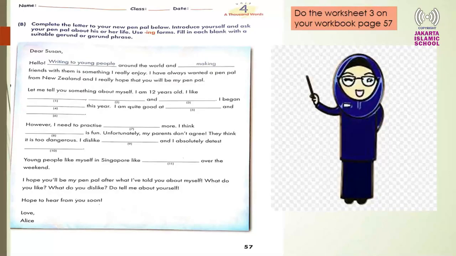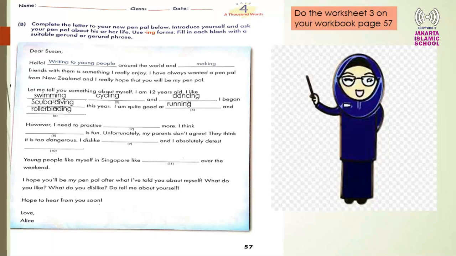There are 6 blanks in this part. We are going to fill in number 1. Do you know what the answer is? Can you guess it? Number 1, the answer is swimming. Number 2, cycling. Number 3, dancing. Number 4, scuba diving, running, and rollerblading. Yes, those are all kinds of hobbies.